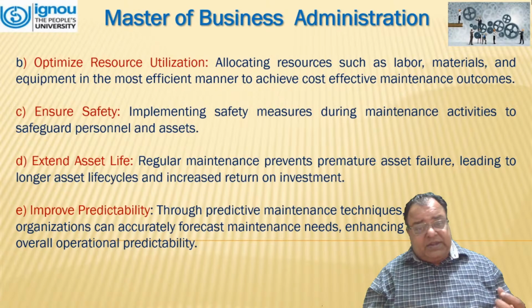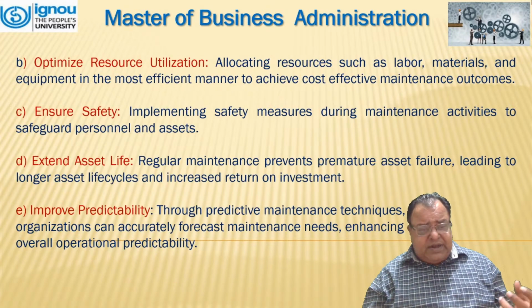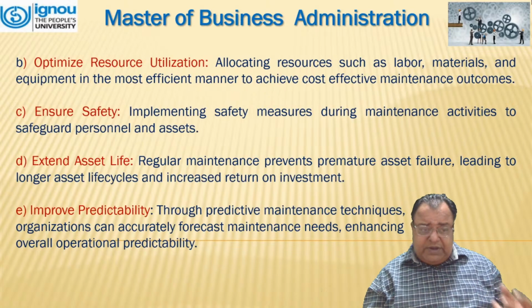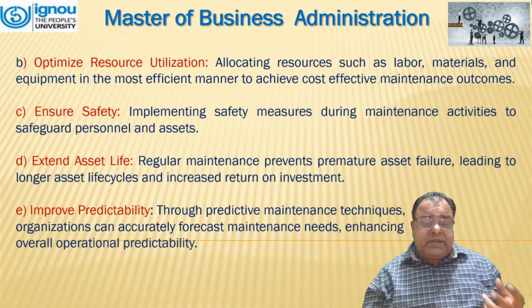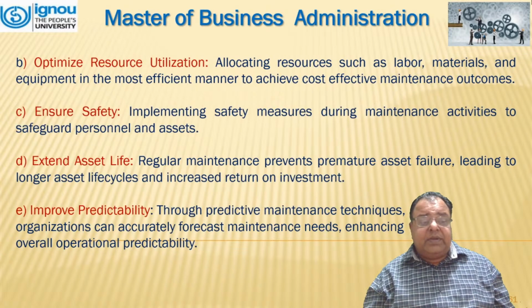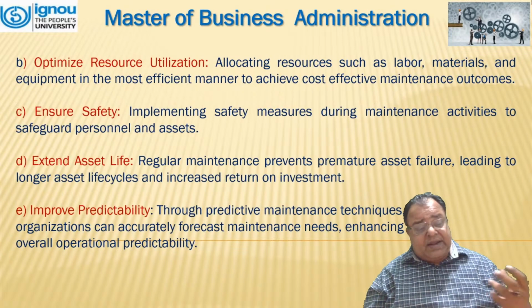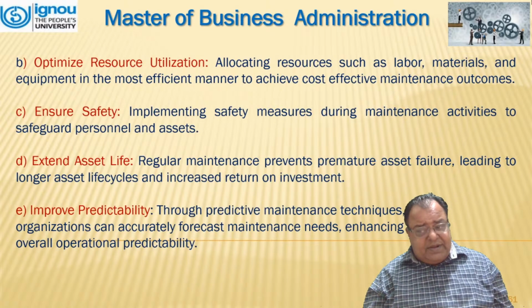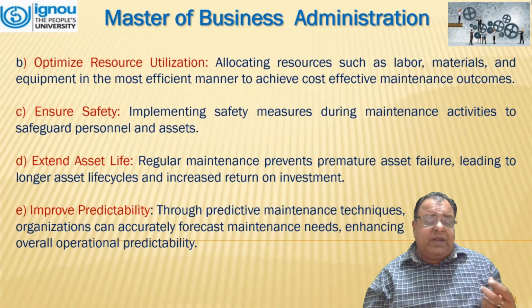Optimize resource utilization: allocating resources such as labor, materials, and equipment in the most efficient manner to achieve cost effective maintenance outcomes. Ensure safety: implementing safety measures during maintenance activities to safeguard personnel and assets. Extend asset life: regular maintenance prevents premature asset failure, leading to longer asset life cycles and increased return on investment.